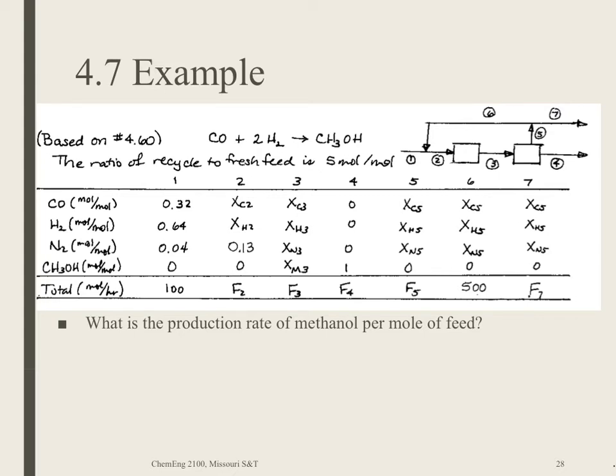All right, so if I use those equations plus the sum of x equation, xN5 plus xC5 plus xH5 equals 1, then what I find is that F2 equals 600 moles per hour, F7 equals 27 moles per hour, F4 equals 24.3 moles per hour.